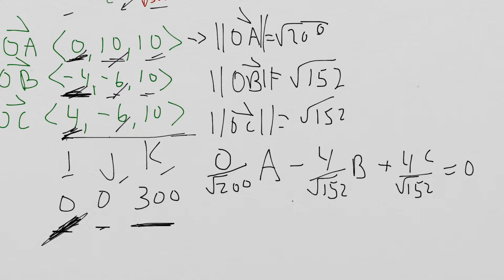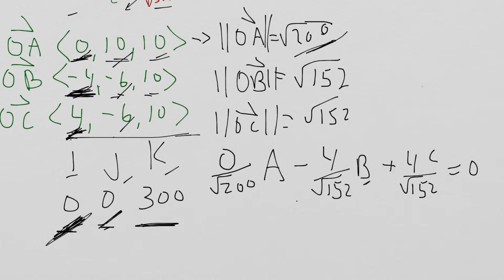So 0 up here divided by the square root of 200 times vector A, and I'll just call them A, B, and C from now on. Then we have negative 4 divided by the square root of 152 times vector B, the magnitude of vector B. And then lastly it's 4 divided by the square root of 152 times vector C.